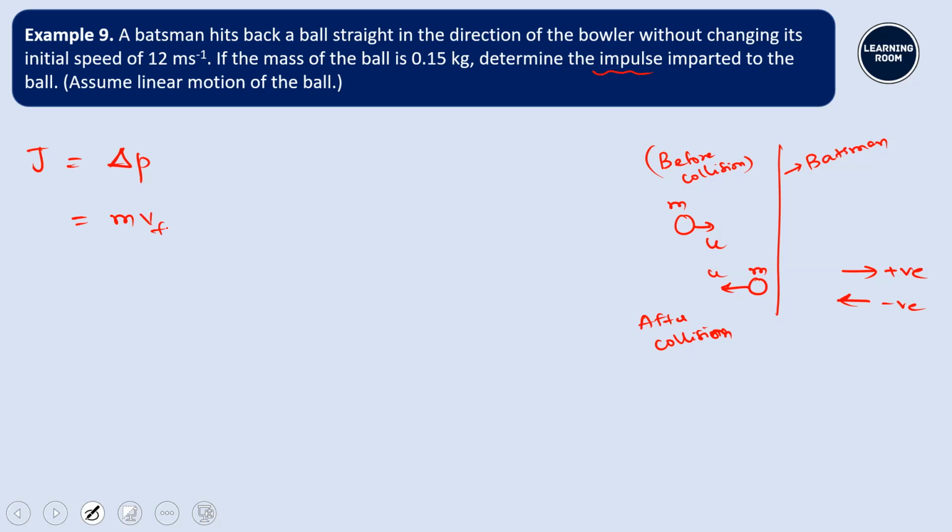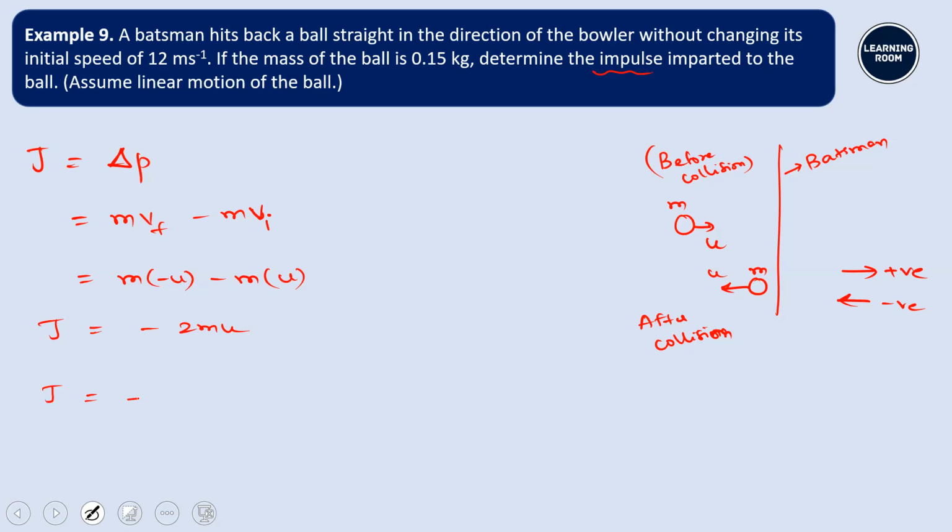M into V final minus M into V initial. M into V final is in this direction, that is minus 2. Minus M into V initial is in this direction, that is U. So how much will be the answer? V minus 2. And this is going to be the impulse that is imparted.